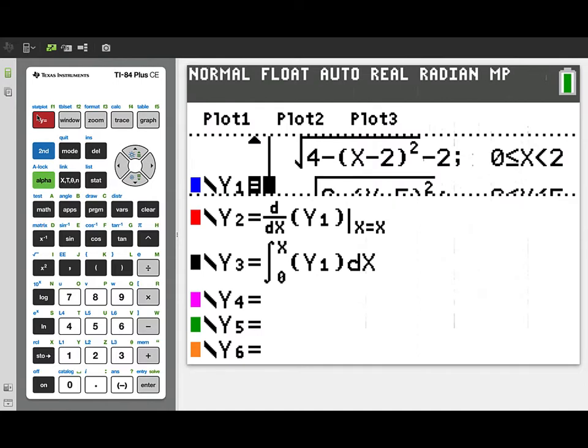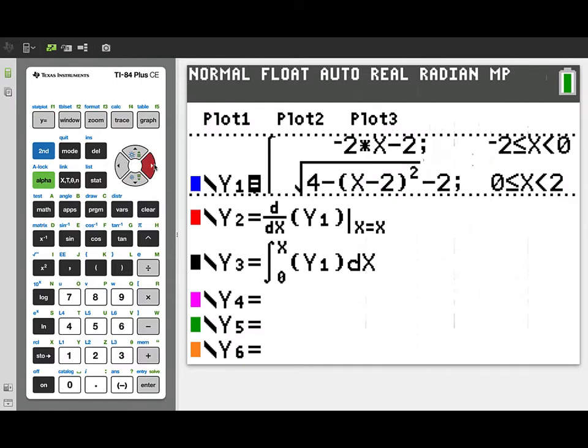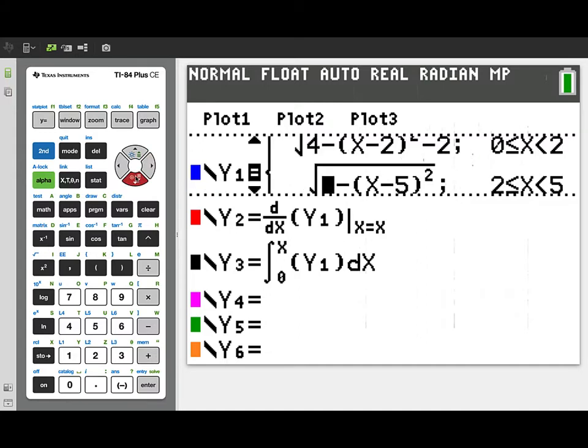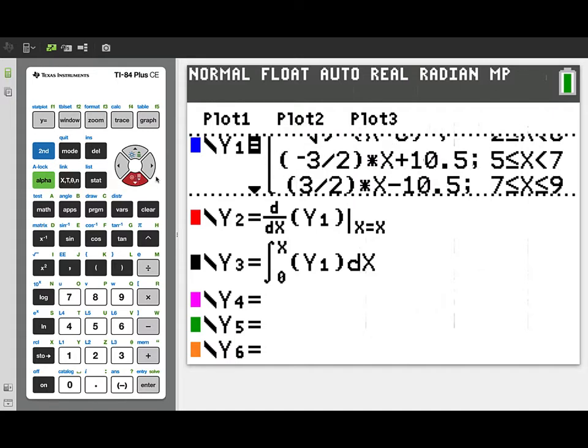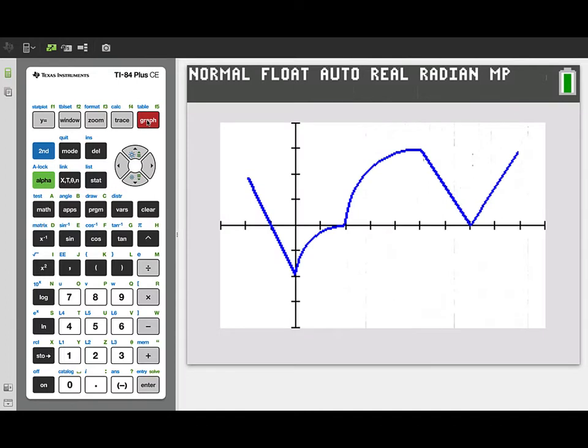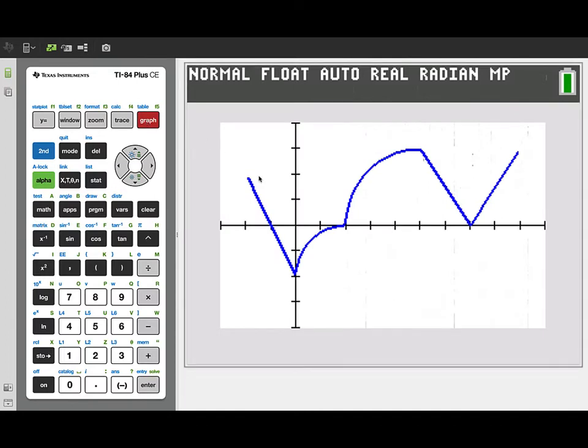of this graph. Now, for our purposes, we've actually reverse engineered and figured out what the algebraic formula for this graph would be. And so you can see we've used the piecewise feature of the TI-84 to define a function where we have different formulas over different intervals. And so this is exactly the algebraic formula, piecewise defined, for the graph that you see here.